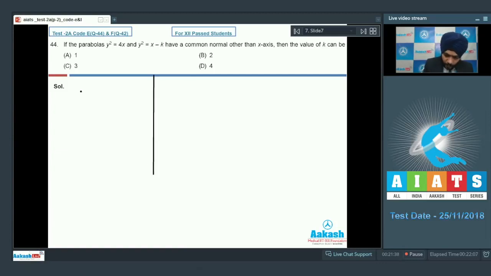First parabola is y square equals 4x. What is the equation of normal? Here a is 1. Equation of normal is y equal to mx minus 2am minus am cube. So a is 1, so this is the equation of normal.